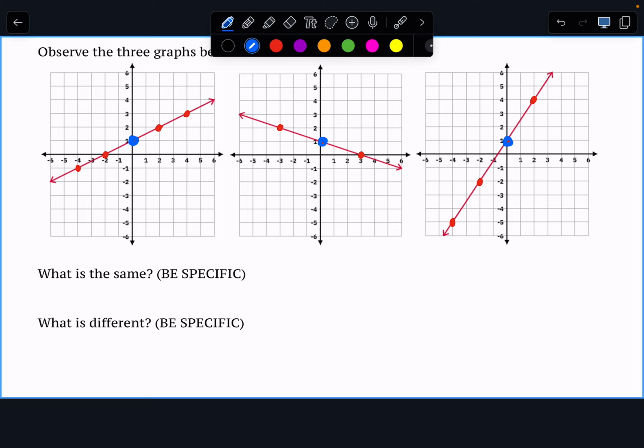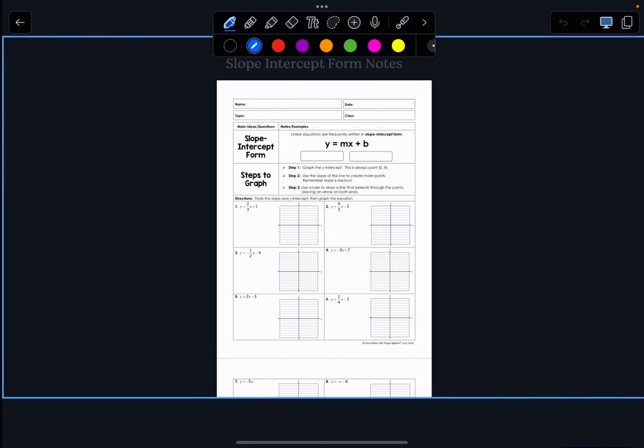So could you please get your folder out and turn to page 12. I said page 12, right?